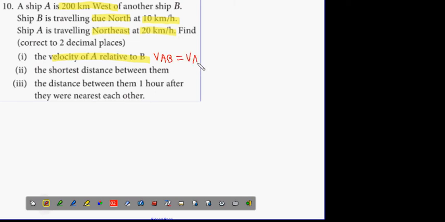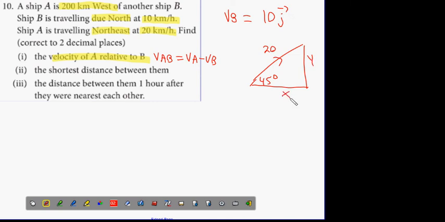Okay, correctly highlight the full question. VAB equals VA minus VB. Now, ship B, velocity B is directly north. What does that make it? 10J, going directly north. What does northeast mean? So 45 degrees, that's going 20, and we have y and x. I had to find out what y and x are, adjacent and opposite sides. They're both the same length. Why are they both the same length?